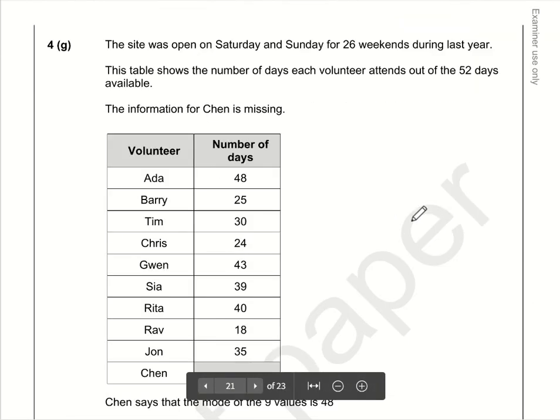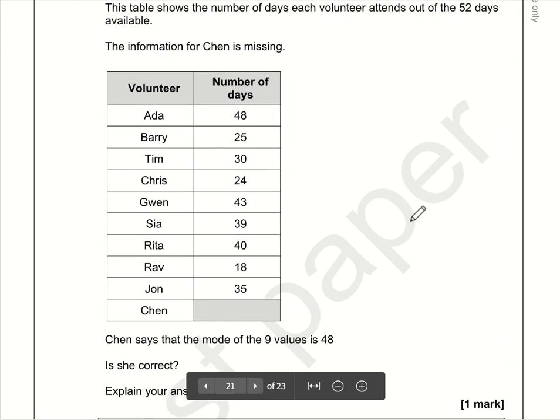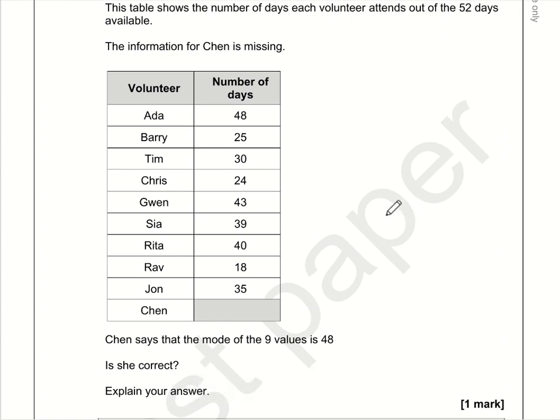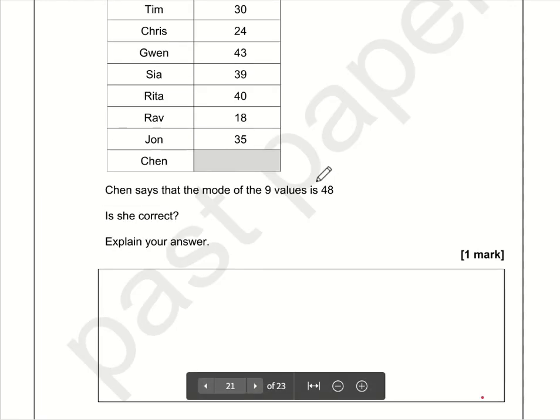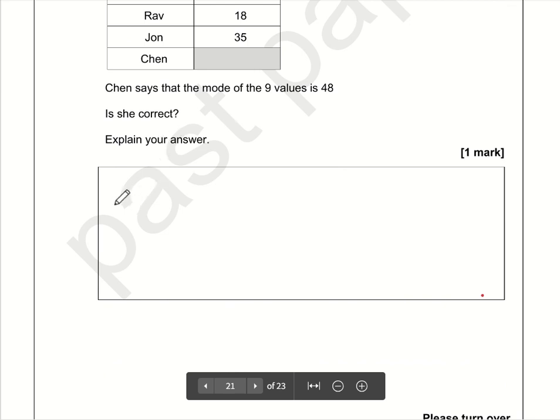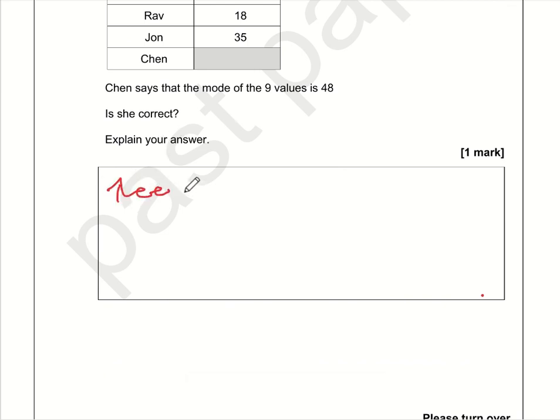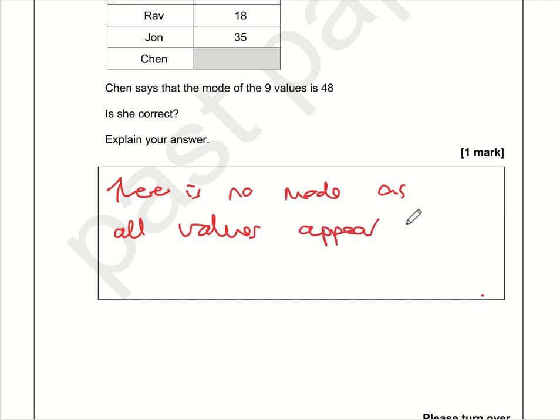Okay, the next question. So Chen says that the mode of the 9 values is 48. So does 48 appear more than once? No, it does not. None of the values appear more than once, so there is no mode. So that's the explanation: there is no mode, as all the values appear only once. So Chen is wrong.